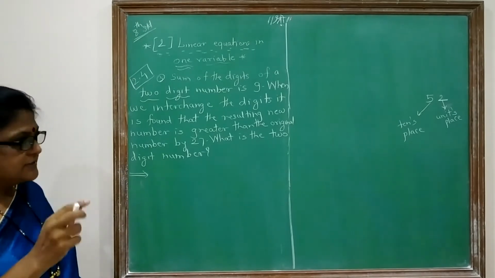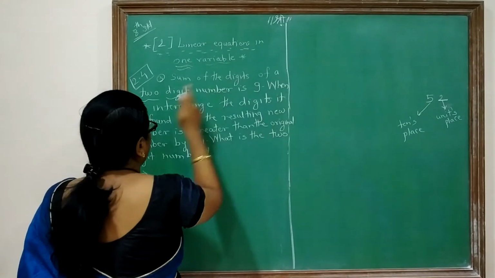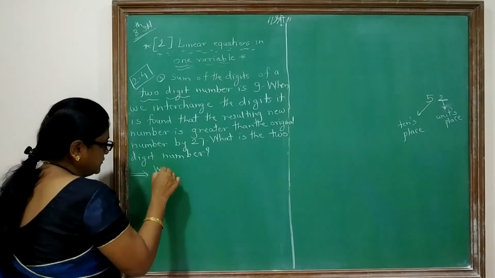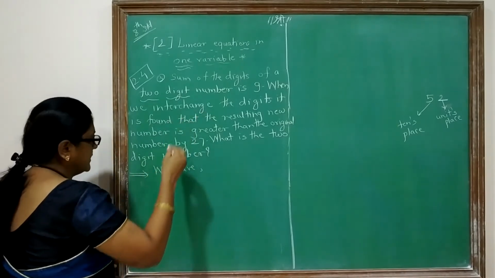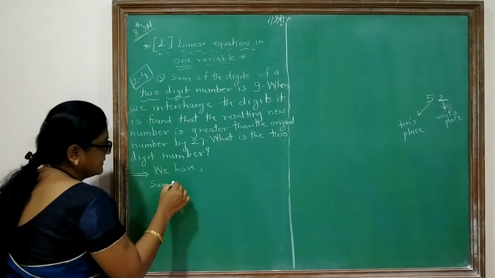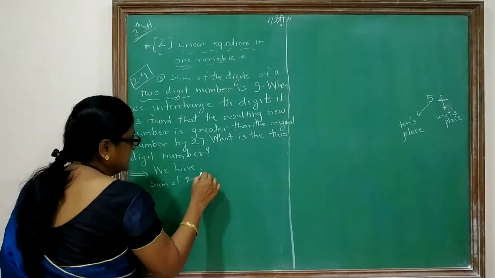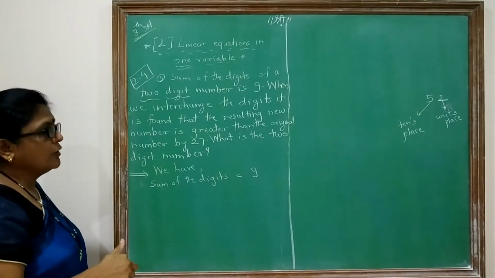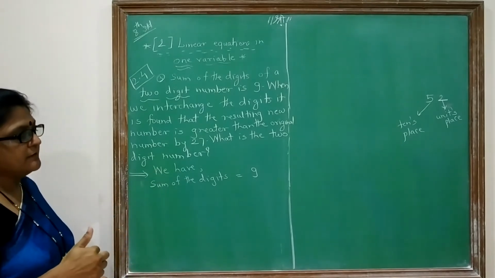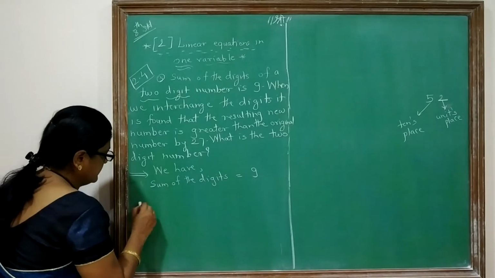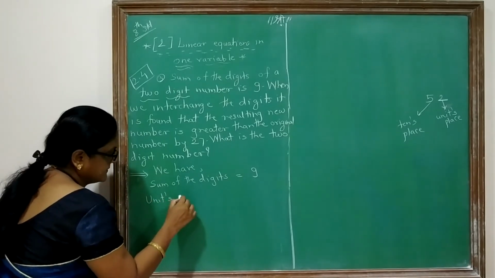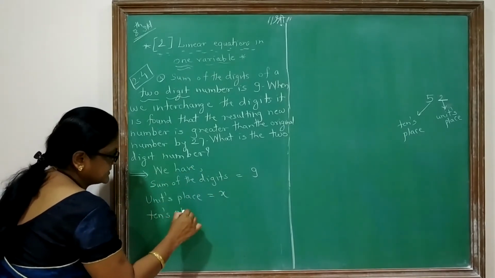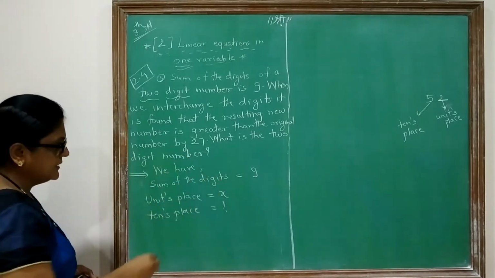Then first we see here, what is your question? Sum of the digits of a two-digit number is 9. Means sum of the digits equals what? 9. Then first we will write which things are given. That is, sum of the digits equals 9. But you don't know which is the units place and which is the tens place, so you will consider here units place equal to x, and you don't know the tens place, so you will write here a question mark.